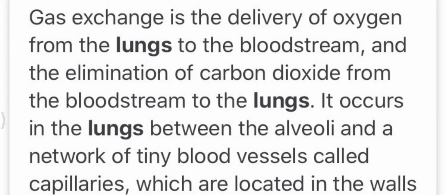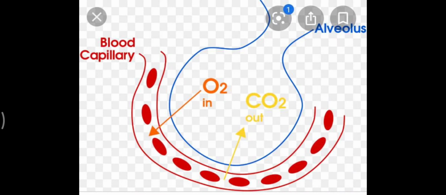Now you very well know what diffusion is, that is movement of material from high concentration to low concentration. So diffusion is dependent on the following factors, that is solubility of the gases and thickness of the membrane involved in diffusion. Now here you can see a very simple figure that gives you the first site of gaseous exchange, that is alveoli, which is surrounded by a blood capillary.